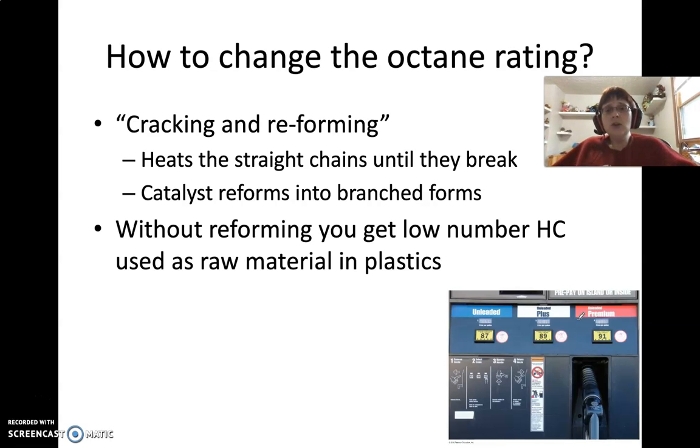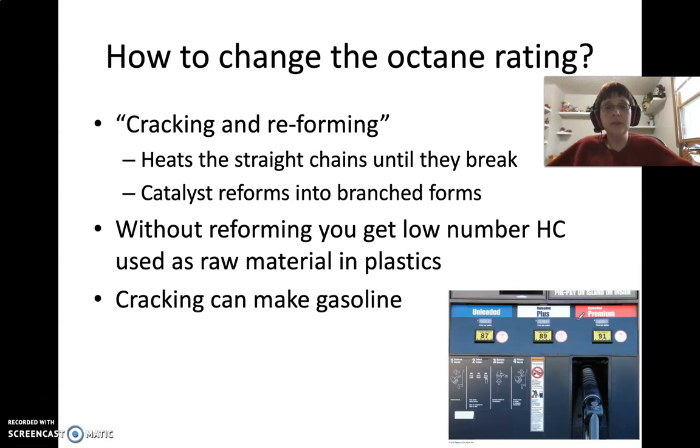If you just do the cracking section, if you don't do the reforming part, you will get lower number hydrocarbons. You get those lower guys like ethane, pentane, propane, and so forth. We often do this in order to get raw material for plastics. This is one of the ways that we can expand our materials for our plastic production.